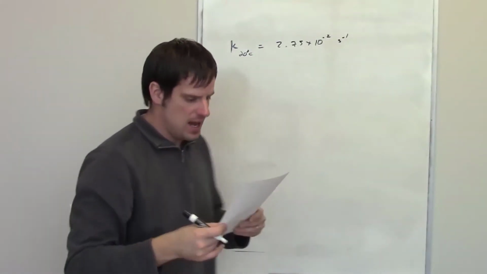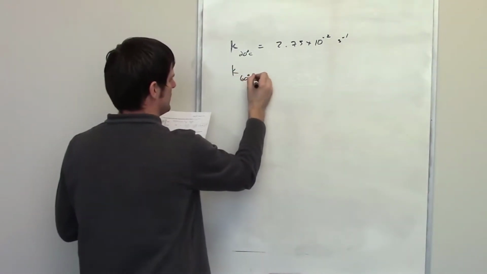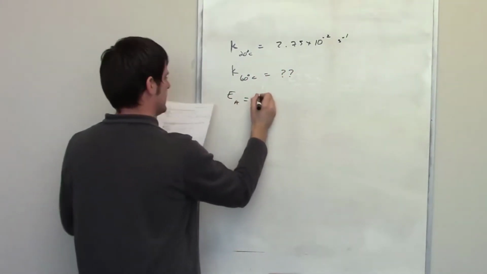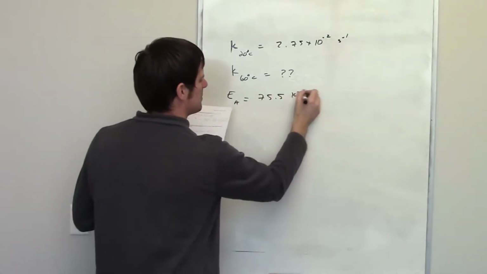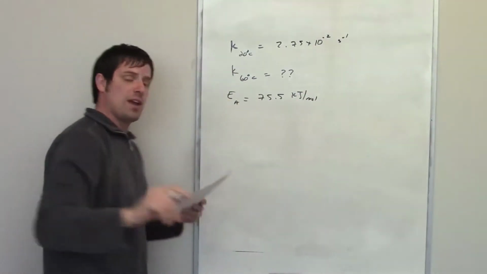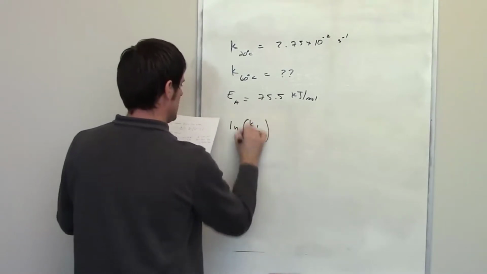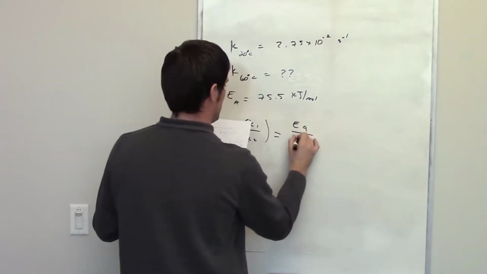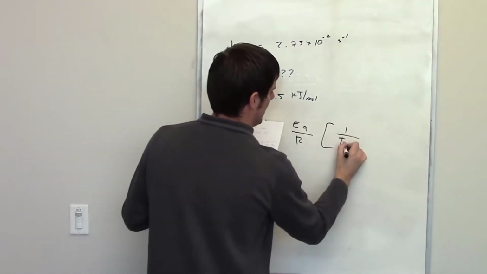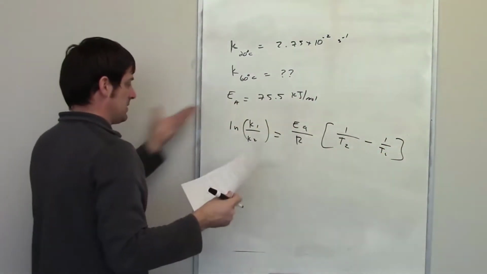temperature. It then asks me what the rate constant would be at 60 degrees C if the activation energy for this is equal to 75.5 kJ per mole. I have to remember from an earlier equation that I will link to right here that for a first order reaction, the natural log of K1 divided by K2 is equal to the activation energy divided by the ideal gas constant multiplied by this big crazy thing, 1 over T2 minus 1 over T1, and that's the equation.